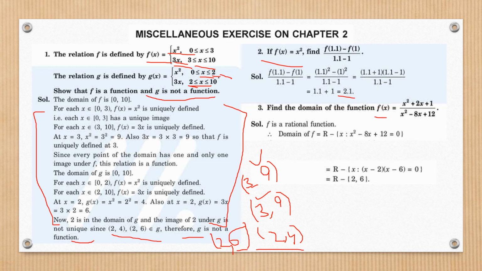Find the domain of the function f(x) is x square plus 2x plus 1 upon x square minus 8x plus 12. We did this question as an example also. The domain will be all the values except those at which the denominator becomes 0. So let's find x square minus 8x plus 12 equal to 0, which gives the factors (x minus 2) into (x minus 6) is 0. That means the values are 2 and 6. So except 2 and 6, you can put anything. So what is the domain? R minus the set {2, 6}.